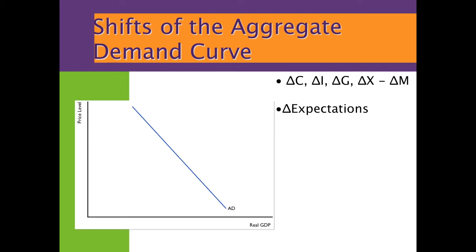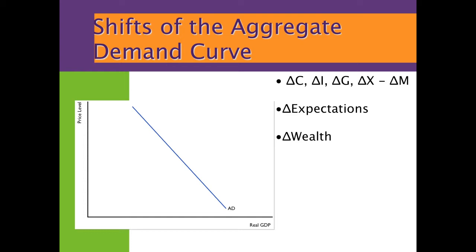So what causes a shift? Expectations. First of all, expectations. If consumer expectations are low, you're going to see a shift inward to the left. If consumer expectations are high, you're going to see a shift outward to the right.